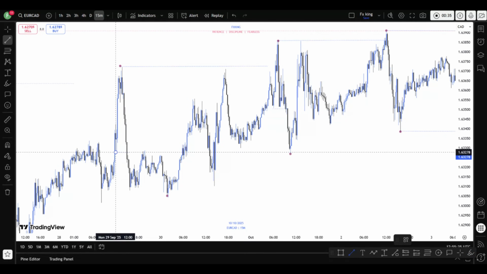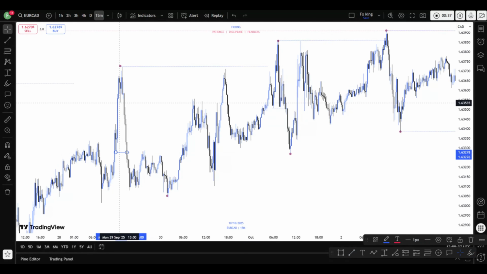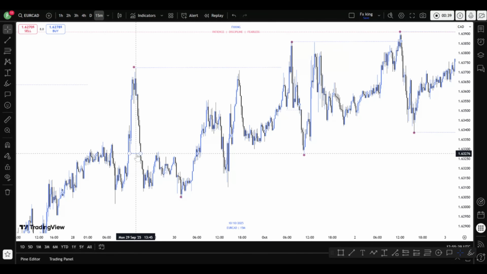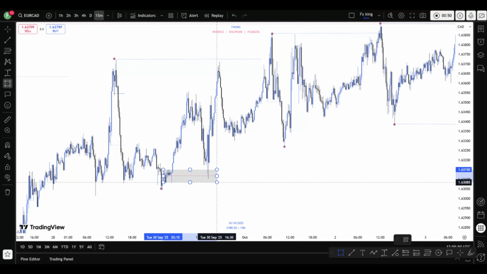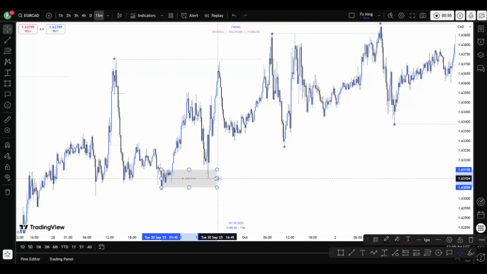inducement right here. Actually, this is where the inducement is. That is our first pullback. So this is our inducement here. The market takes out that inducement, goes ahead to create a break of structure, and the market even comes back to mitigate our extreme order flow right down here.